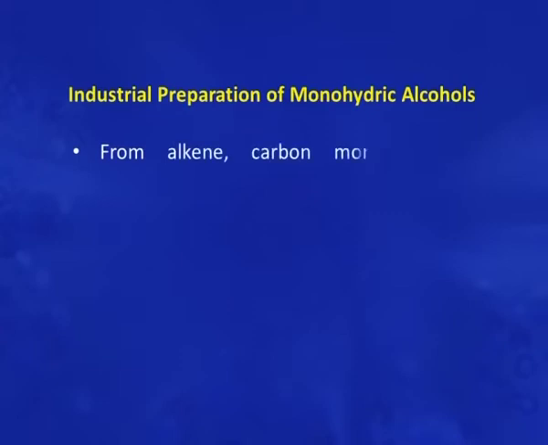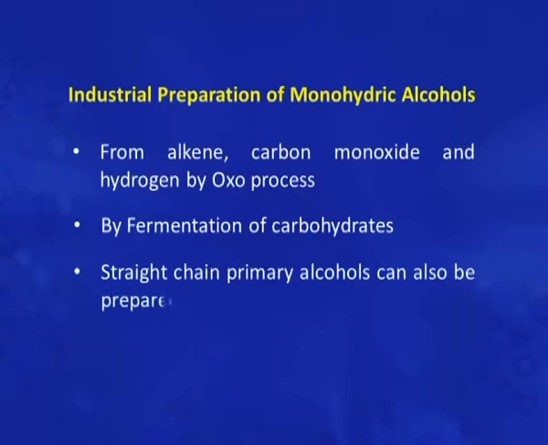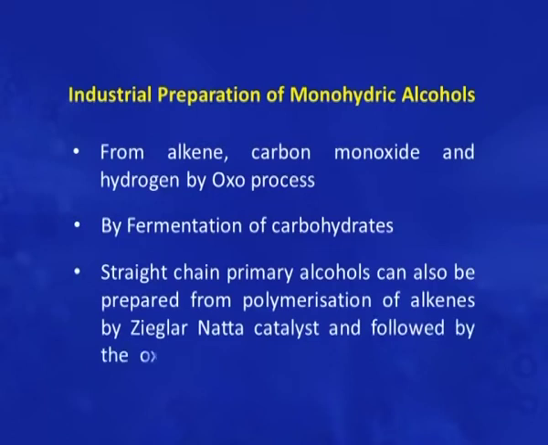The other method for the preparation of alcohols from carbon monoxide and hydrogen is via the oxo process. Another method which has been used in industry for a very long time is the fermentation of carbohydrates. Then straight chain primary alcohols can also be prepared from polymerization of alkenes by Ziegler-Natta catalyst, followed by the oxidation of the metal alkyls by air. All these methods have been discussed in brief in the subsequent slides.